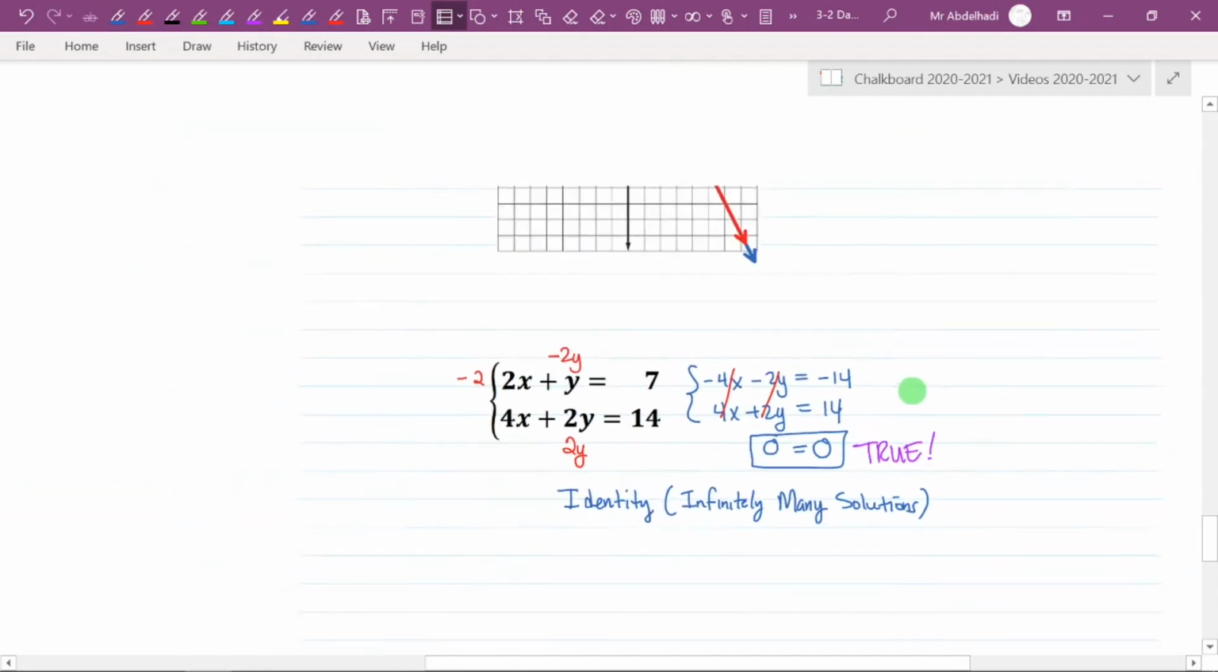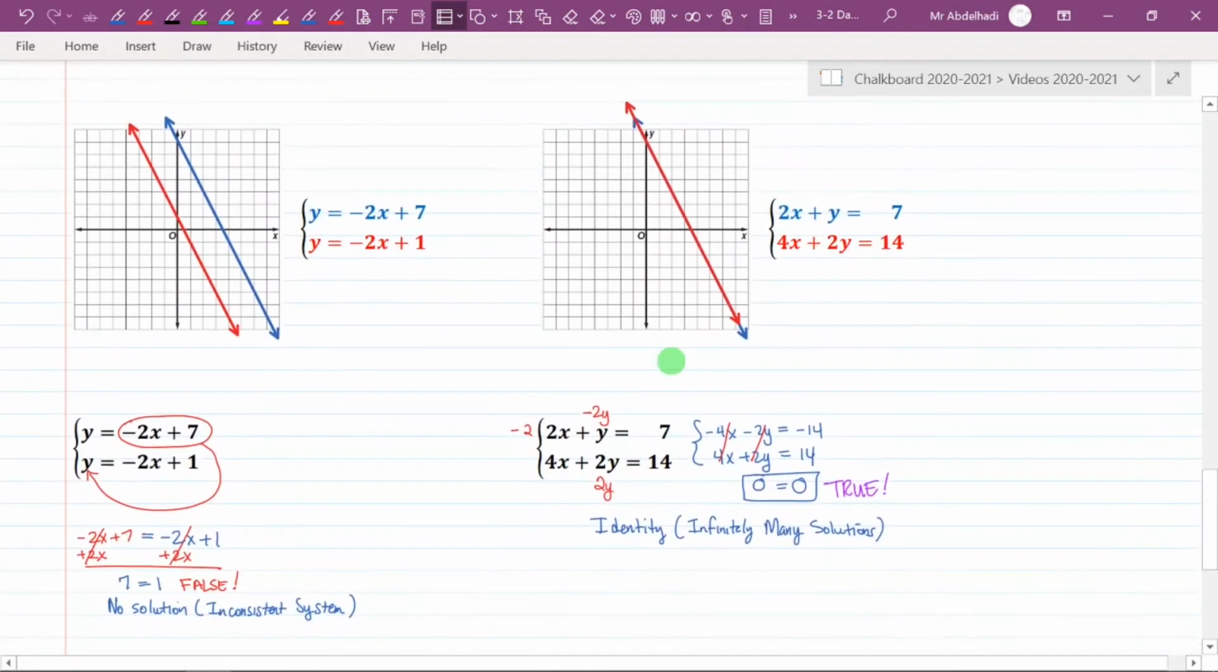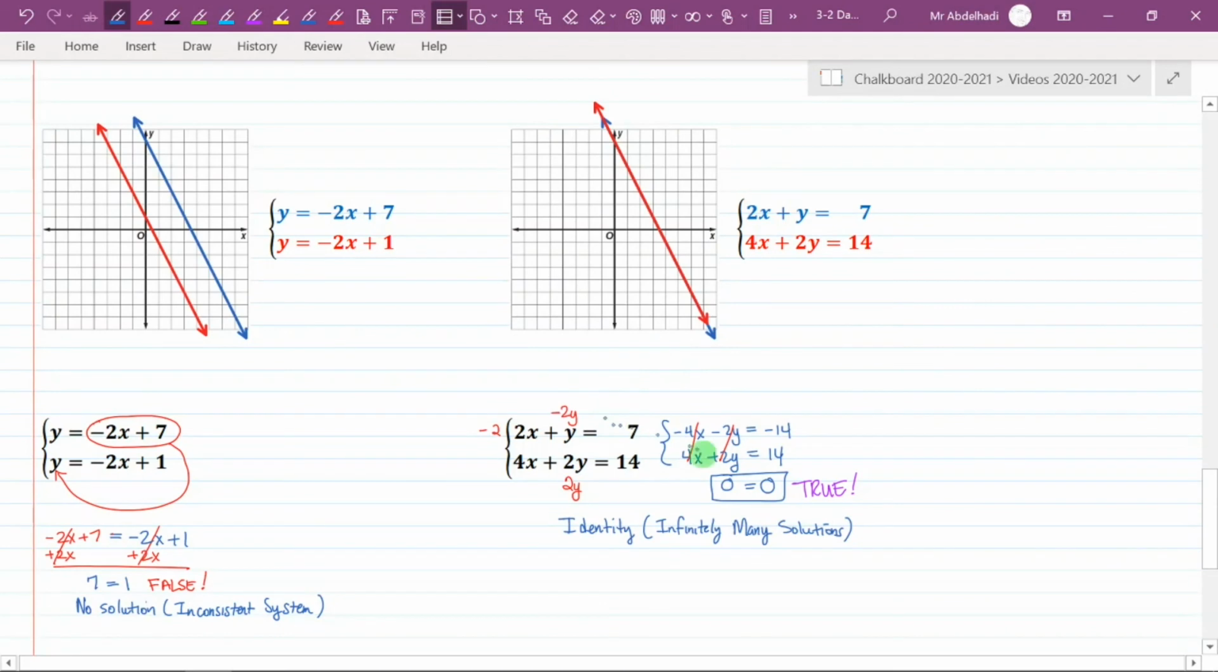So once again, just to recap, if you have a situation where you get something equal to itself, 3 equals 3, 5 equals 5, 7 equals 7, that means it's an identity, and the two lines are the same line sitting on top of each other, and they're touching an infinite number of times. Infinitely many solutions. If you get something that's impossible, like 7 equals 1, that's never true. 3 equals 7, 2 equals -4, whatever. Then, unless you've made a mistake, that means there's no solution. The lines must be parallel and not touching. Ever.